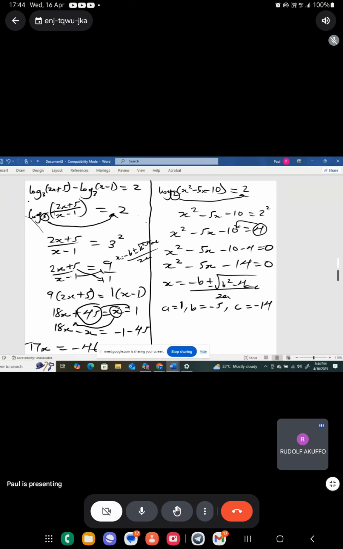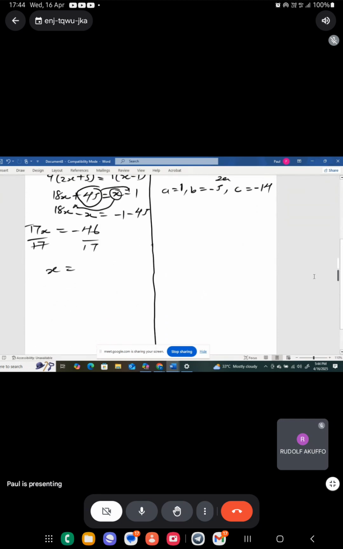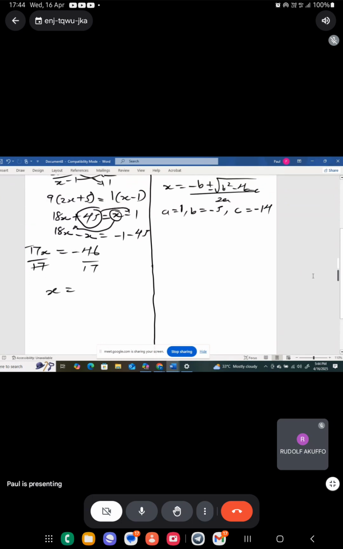Minus 14. Yeah, sorry. So from here, we solve it. x will be equal to minus 5 plus or minus the root of minus 5 squared minus 4 times (1) times (minus 14), all divided by 2a. a is 1. So this is what we get.